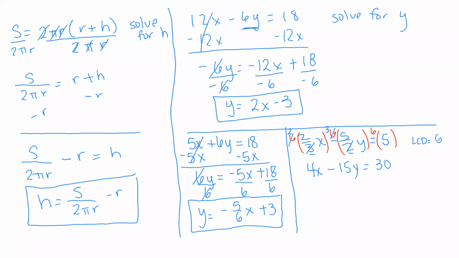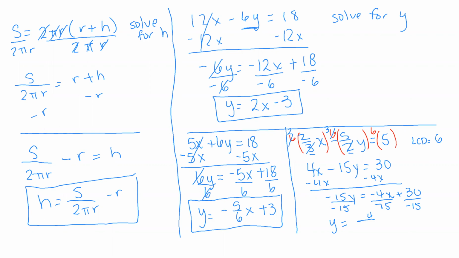At this point, you've eliminated the fractions. You solve it just like we did the other two examples. I would start by subtracting 4x. That's going to give me negative 15y equals negative 4x plus 30. Divide by the coefficient of y. Watch those signs.